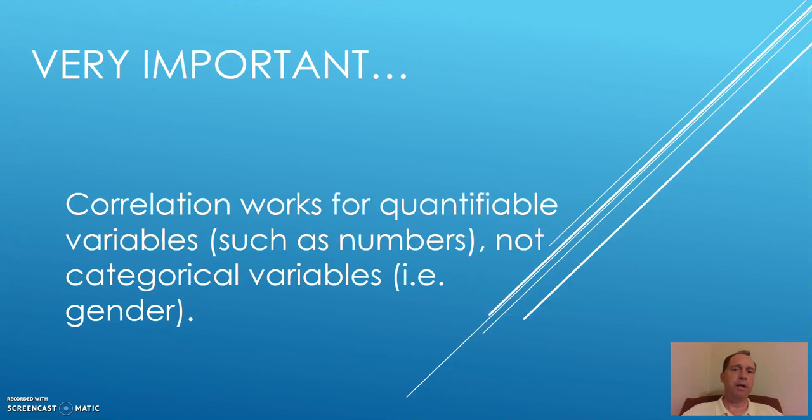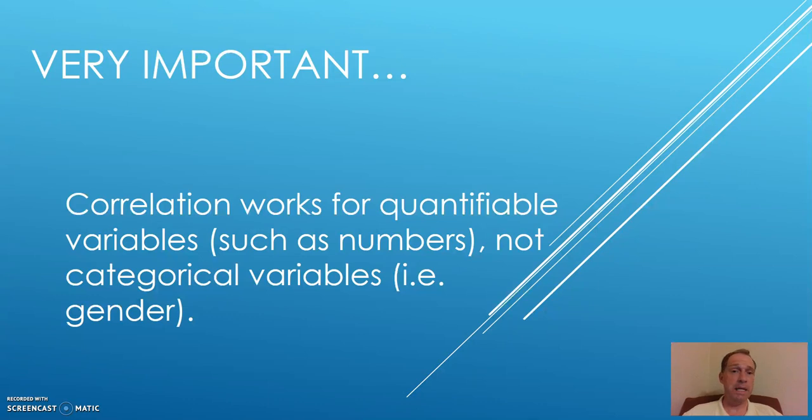It's very important to remember in correlation that we're talking about quantifiable variables or continuous variables such as numbers, not categorical variables such as gender. And of course, in these courses and in the videos, our professor talked a lot about the difference between continuous variables and categorical variables. So we remember that you can't use a Pearson correlation, for example, to try to correlate male and female to grades.